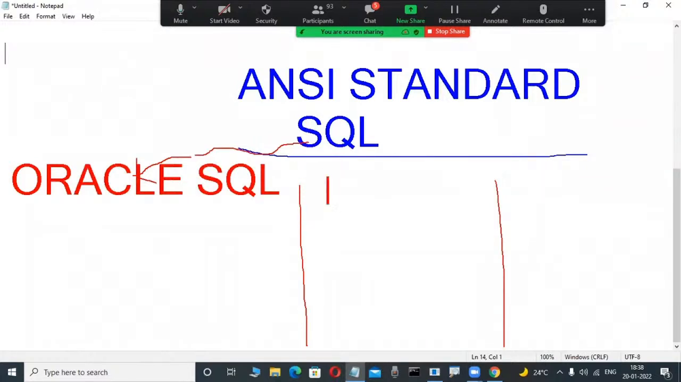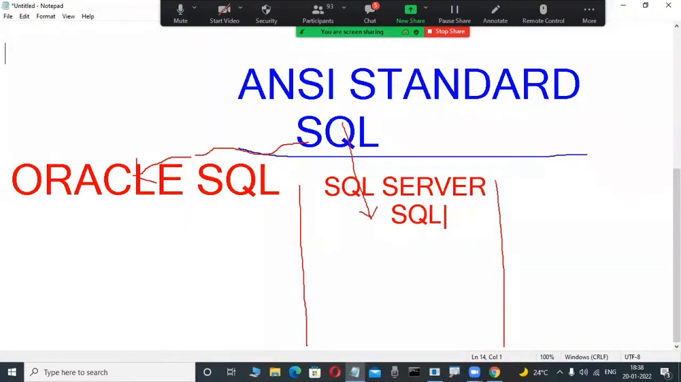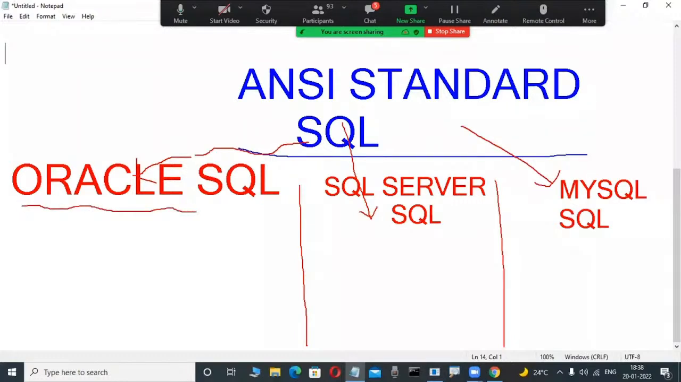Again, observe here. SQL Server, a Microsoft product, created their own SQL from this ANSI standard SQL. That is called SQL Server SQL. Again, MySQL created their own SQL language from this ANSI standard. That is called MySQL SQL. That's why in our class we are learning Oracle SQL.